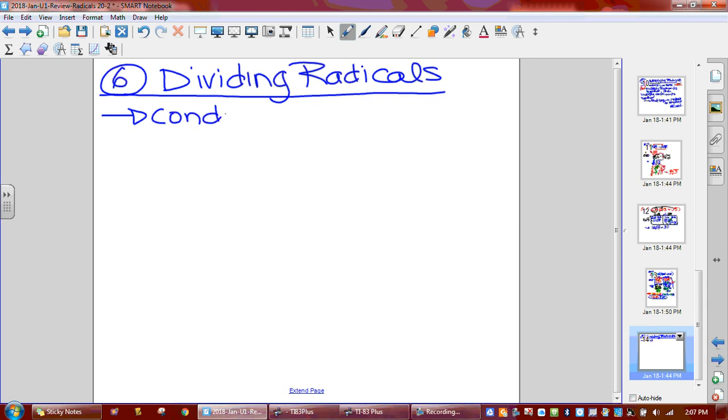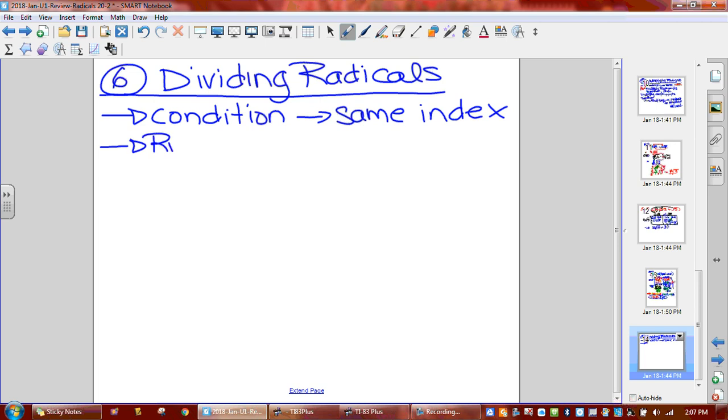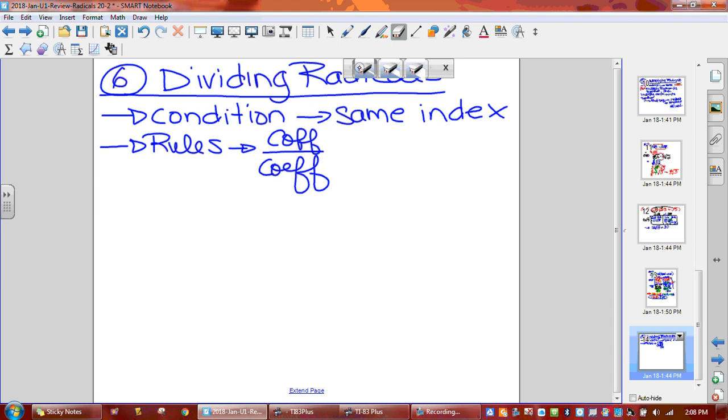Coefficient divides by coefficient, and radicand divides by radicand. Divide line. Okay, here's an example.